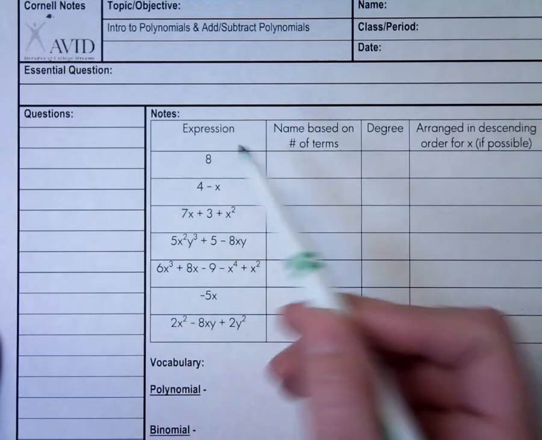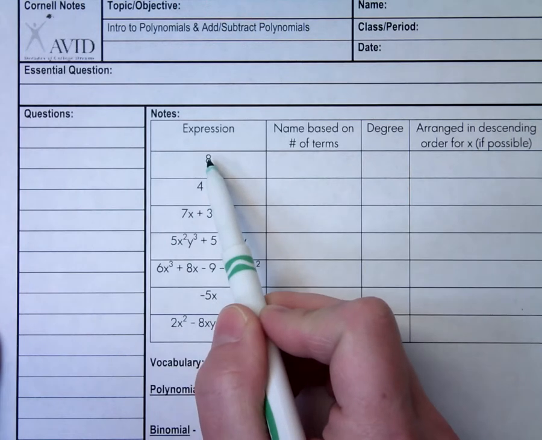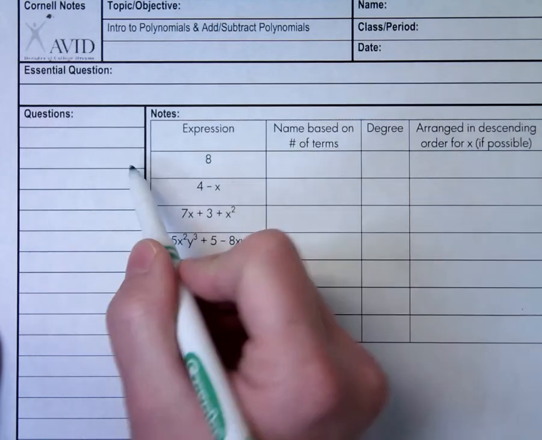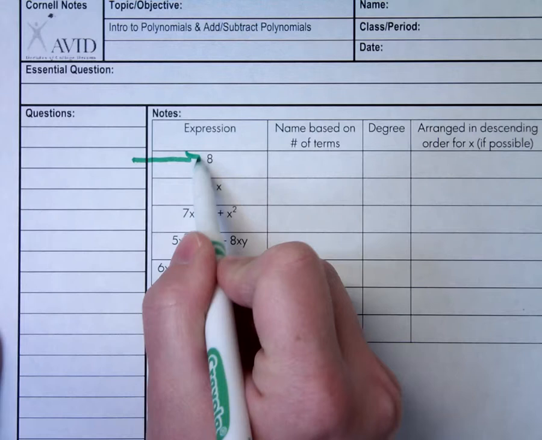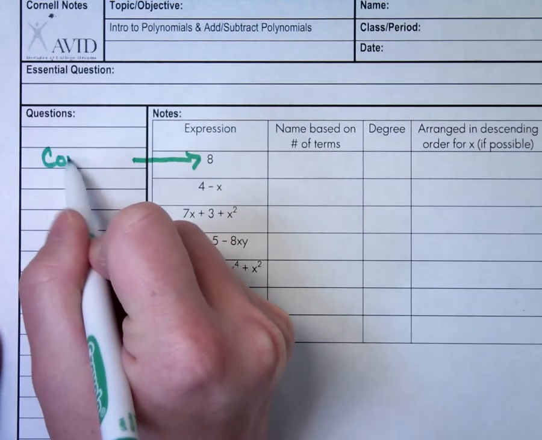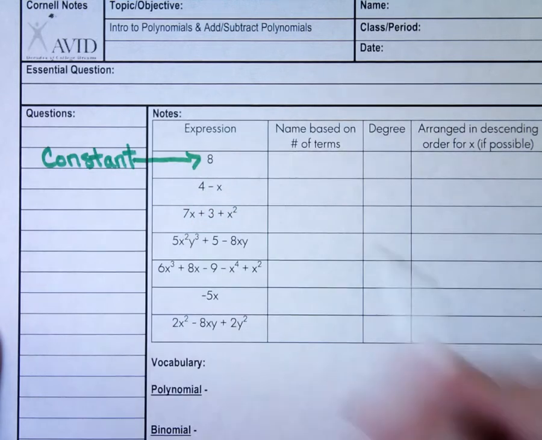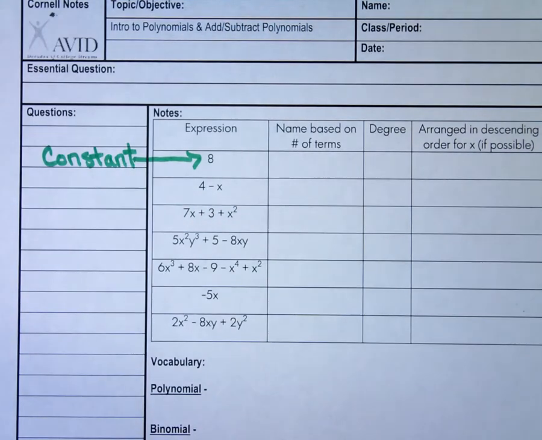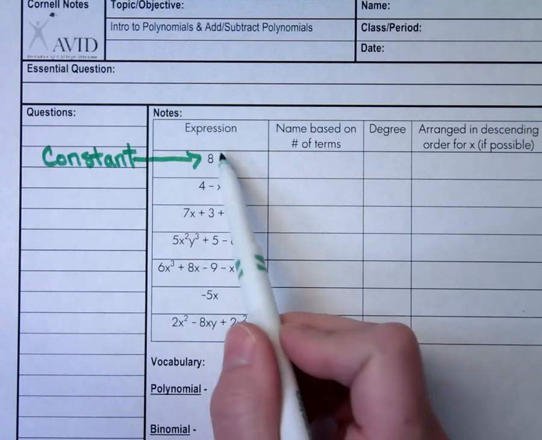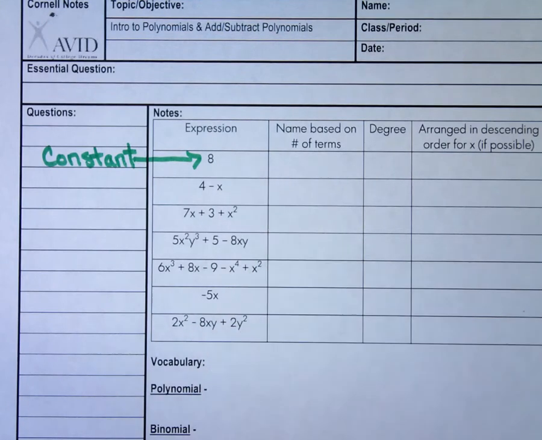First of all, if I ever just see a number, no variable behind it, this number is called a constant. That word I have said to you numerous times this year. So a constant is a number, no variable behind it at all.